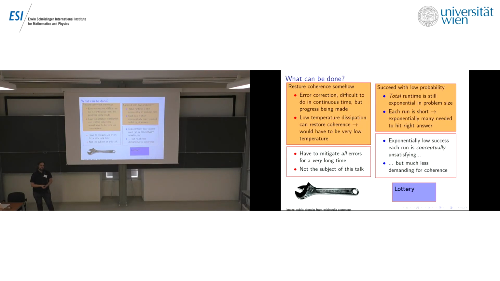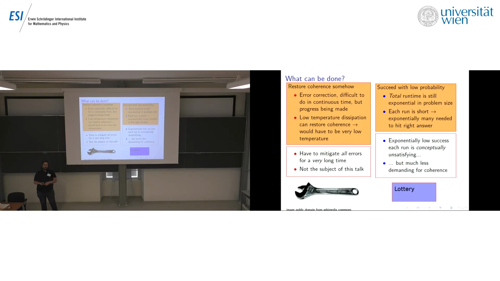The other option is you could succeed with low probability in each run, and then you still have an exponential total runtime, so we're not cheating P not equal NP. But you could do each run very short and become exponentially unlikely to succeed each run, but by statistics, your likelihood that you succeeded at least once will approach order 1 rather quickly. And this is conceptually not very satisfying. It feels a bit like you're playing the lottery.